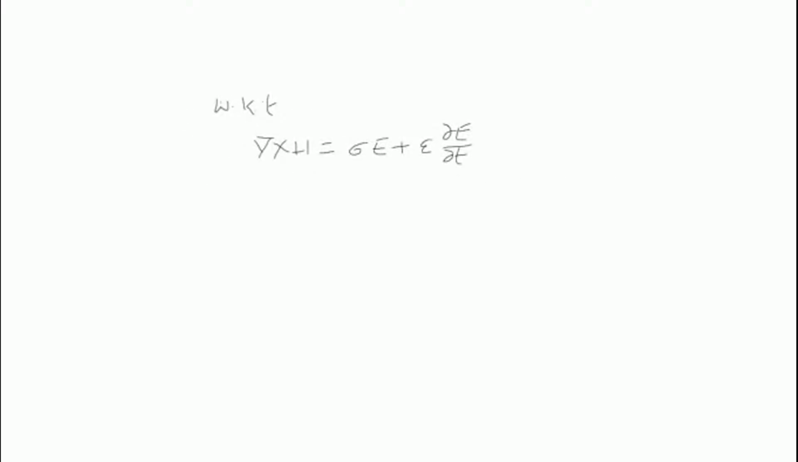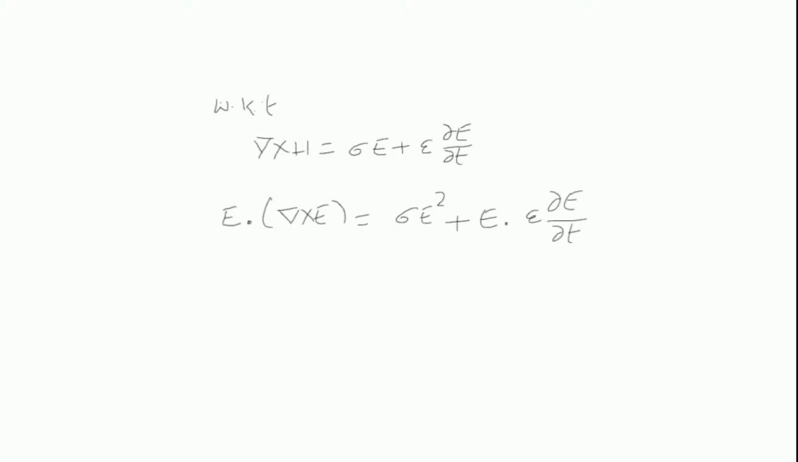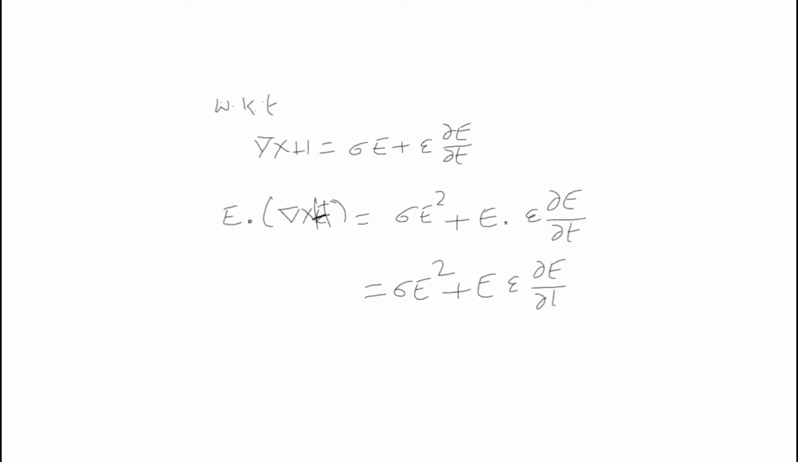In order to get sigma E square, we need to multiply with E on both sides. That is simple multiplication or dot product, that is E dot del cross H. Let us apply E dot on both sides. Here E dot sigma E gives sigma E square, and E dot epsilon dou E by dou t is simple multiplication, that is epsilon E dou E by dou t. Actually, it is not del cross E, it is del cross H. So we have sigma E square, E into epsilon dou E by dou t, and here E dot del cross H.